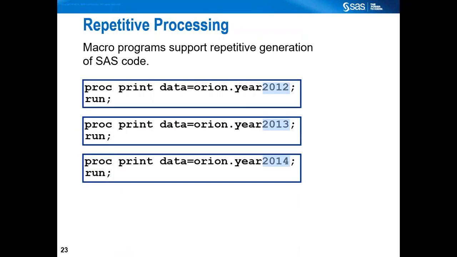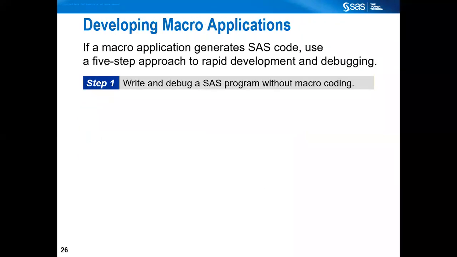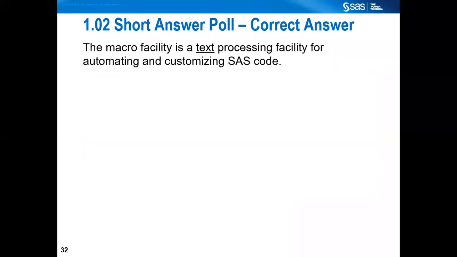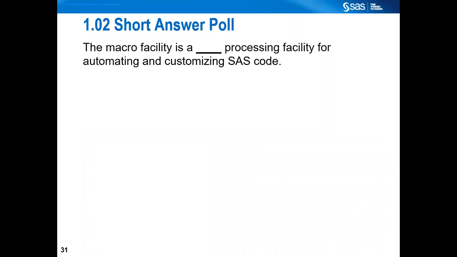All right. So you have a question upcoming. It's a setup of a poll. A macro facility is a dash processing facility for automating and customizing your SAS code. So how will you fill in this blank? Text. Absolutely. Yes, it's a text processing facility.